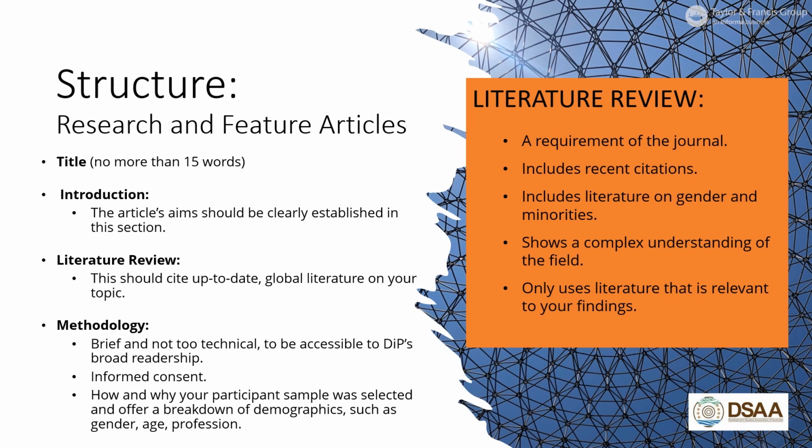Avoid using older citations to back up claims about what is happening now. Literature on gender and minorities should be included whenever relevant to the topic. Don't include literature that gives obvious facts, but do include literature that shows you have a complex understanding of the field. Only include literature that is relevant to your findings.